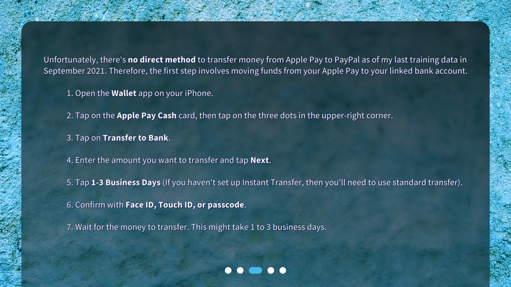1. Open the Wallet app on your iPhone. 2. Tap on the Apple Pay Cash card, then tap on the three dots in the upper right corner. 3. Tap on Transfer to Bank. 4. Enter the amount you want to transfer and tap Next. 5. Tap 1 to 3 business days. If you haven't set up Instant Transfer, then you'll need to use Standard Transfer.